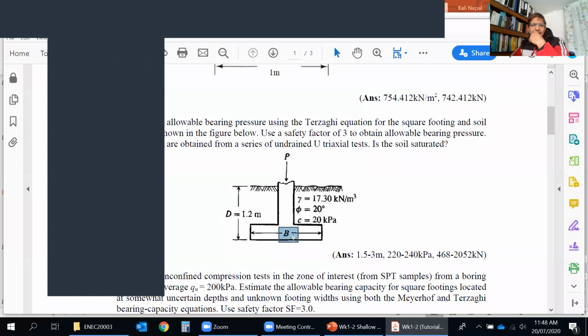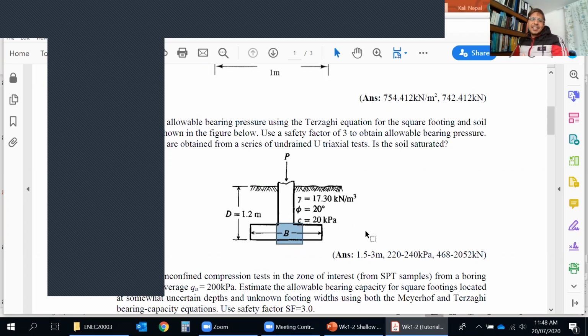Which part is affected by B? The third part, right? Yes, gamma B. B is in the third part. There is nothing in the first and second parts, so you can calculate the first and second terms of the bearing capacity exactly. Just the third term you cannot.